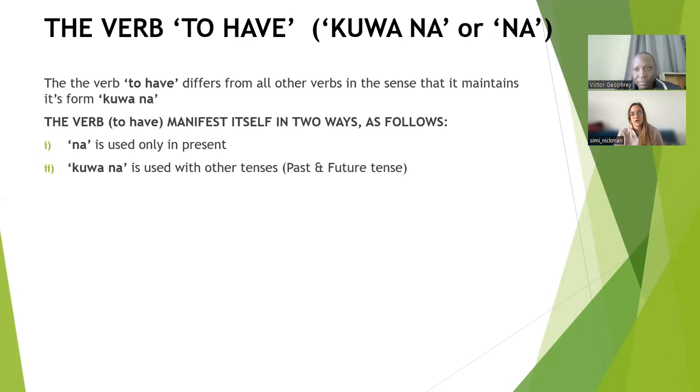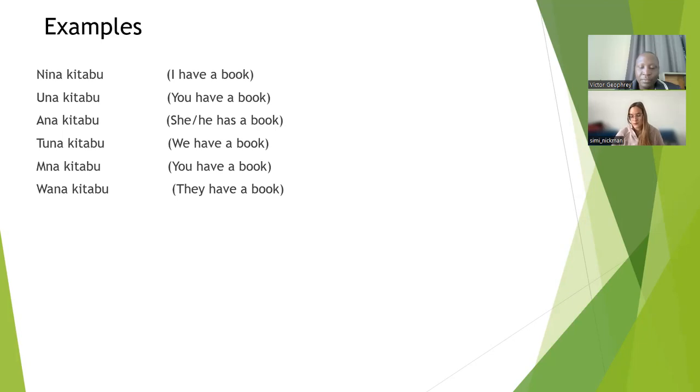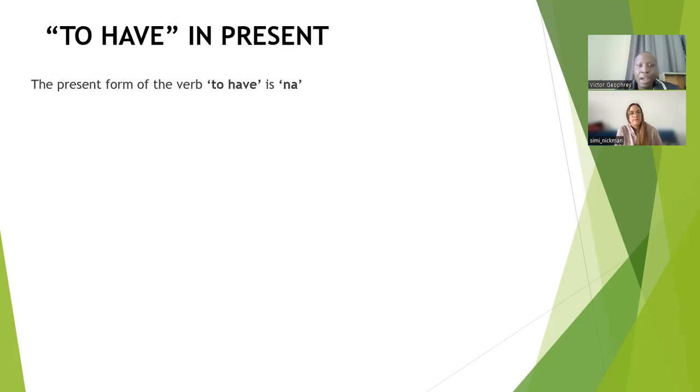So then you say nitakuwa, alikuwa, watakuwa. You remember about that? Things like that. So let's see examples of it. Kuwa in present, as we say, manifests itself as na in present.